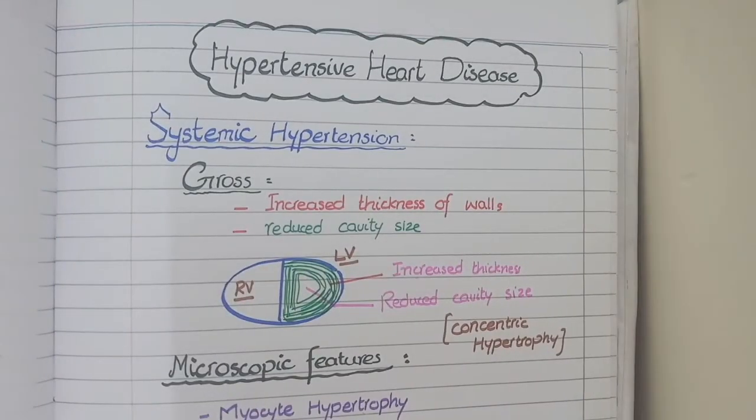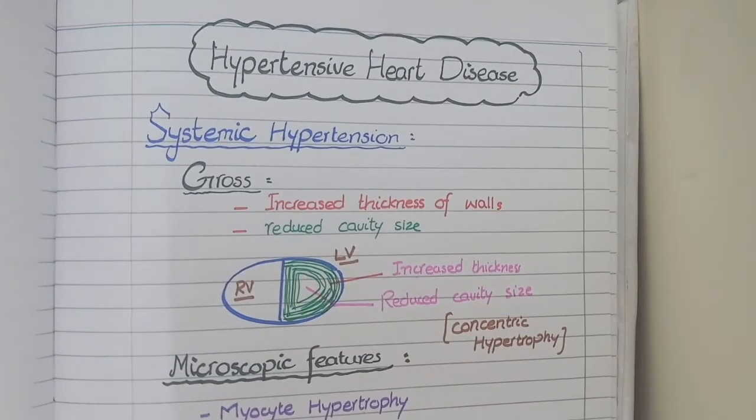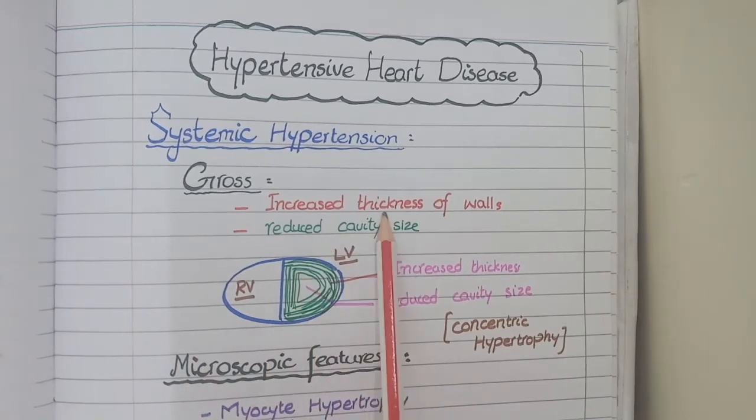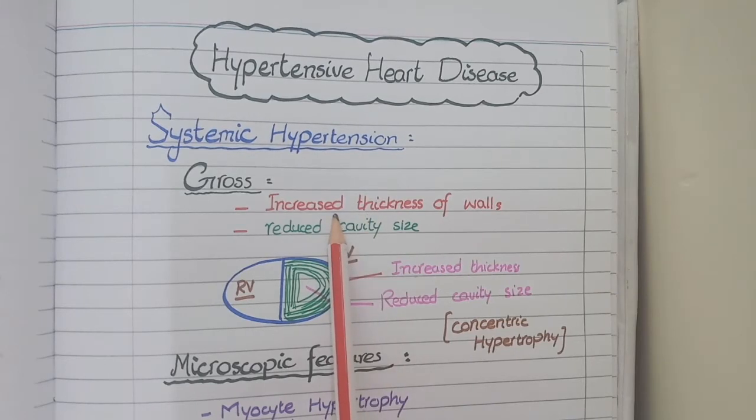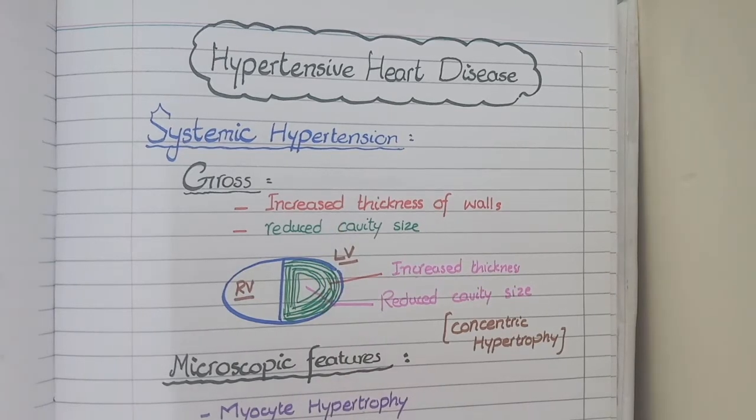So let's start. Whenever there is systemic hypertension that is present for a chronic period of time and remains untreated, the walls of the left ventricle become progressively thicker to pump the blood against high resistance. This thickness of the walls of the left ventricle is called left ventricular hypertrophy. Now this thickness of walls in hypertension has a specific pattern which you all need to understand carefully.